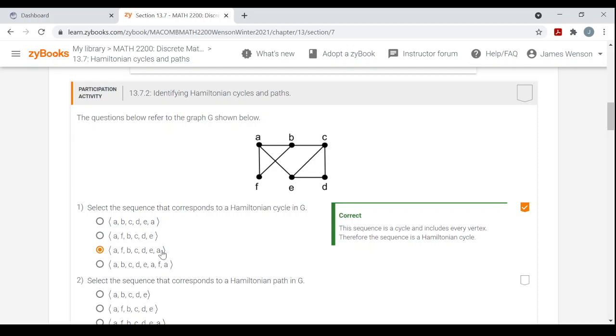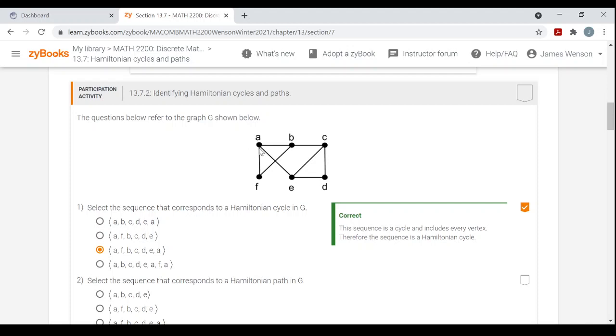Now let's actually traverse the graph. Starting at A, I move to F, to B, to C, to D, to E, to A. And I just created a cycle, right? No edge was repeated. The only vertex that was repeated was the beginning and the end. So I have a cycle, and it's a Hamiltonian cycle, because again, every single vertex in the graph was hit.